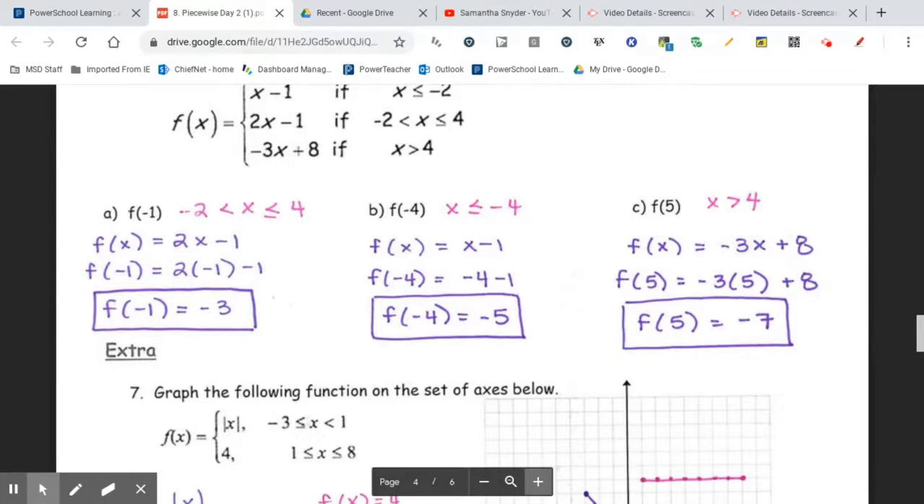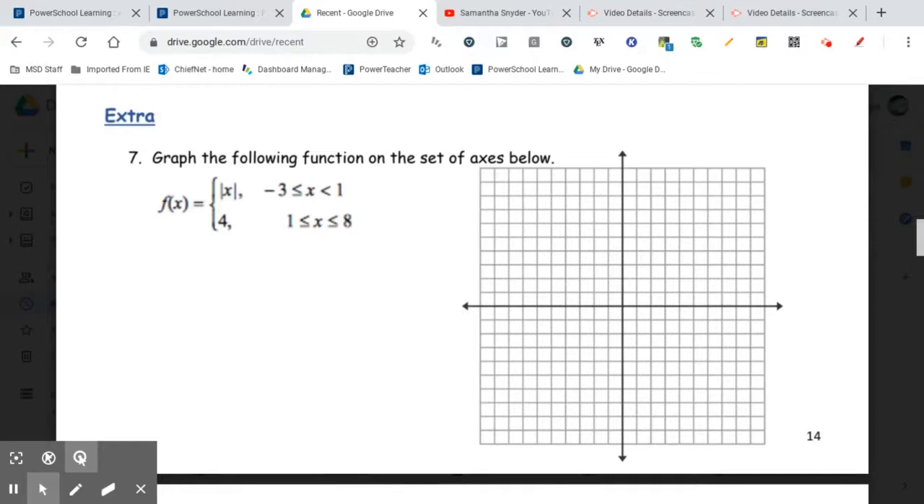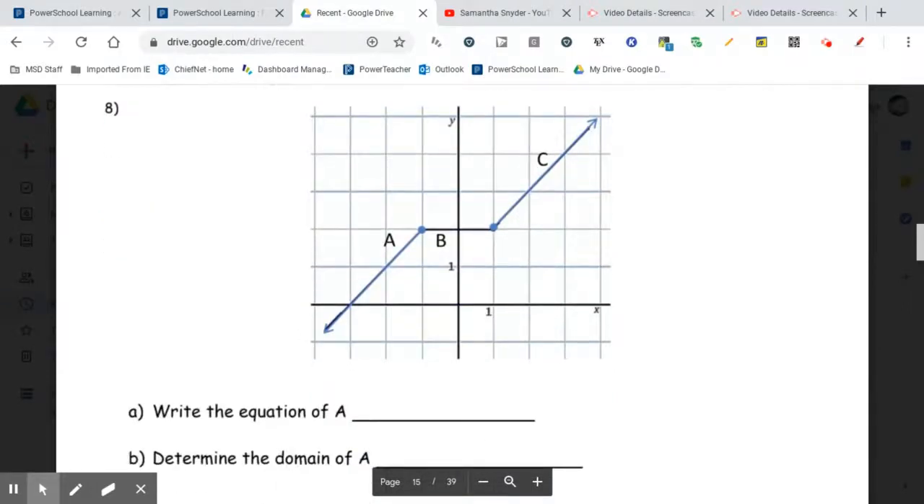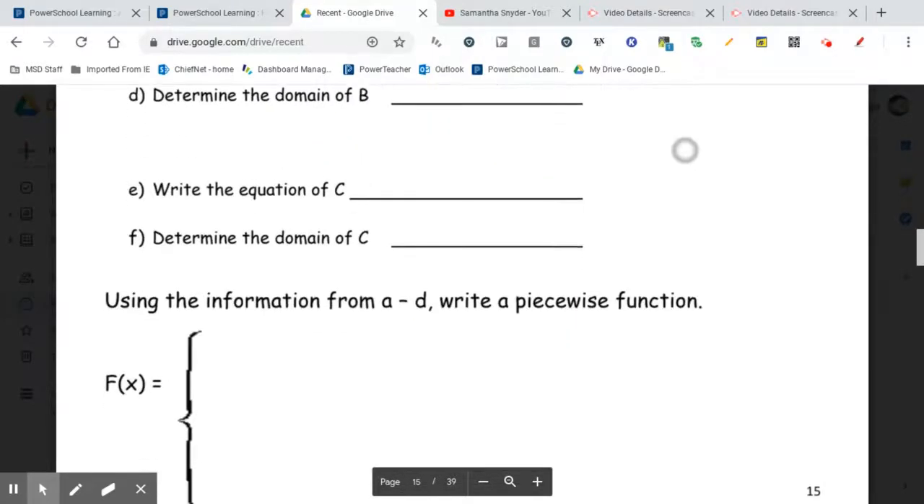Okay? All right, number 7 is an extra. Know that there's an absolute value function and then a linear function. You're going to use your calculator for that. You can check the answer key that I'm going to put on Haiku for you. And then if you want a challenge, you do not need to know how to do this, but some of us like to challenge ourselves, and I encourage you to. So please try number 8 and then check that answer on Haiku as well.